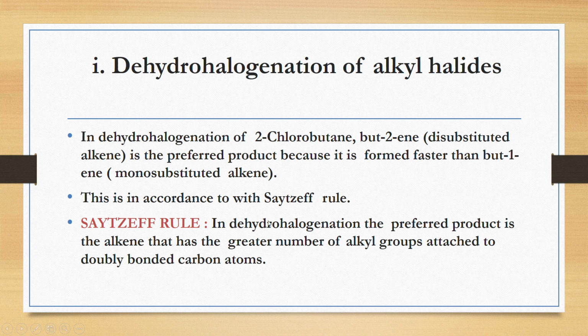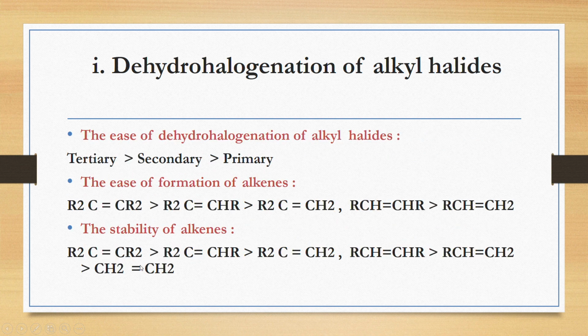I repeat the Saytzeff rule. In dehydrohalogenation, the preferred product is the alkene that has the greater number of alkyl groups attached to the doubly bonded carbon atoms. The ease of dehydrohalogenation of alkyl halides is: tertiary will easily undergo dehydrohalogenation as compared to secondary, and primary alkyl halides will undergo dehydrohalogenation not so easily. The ease of formation of alkenes will change in this order.